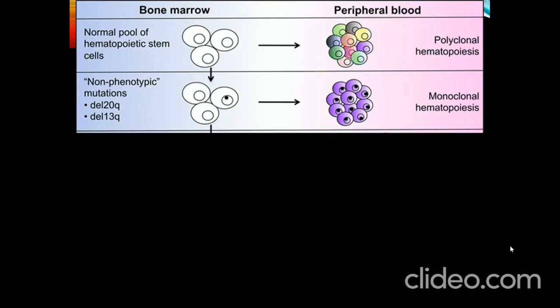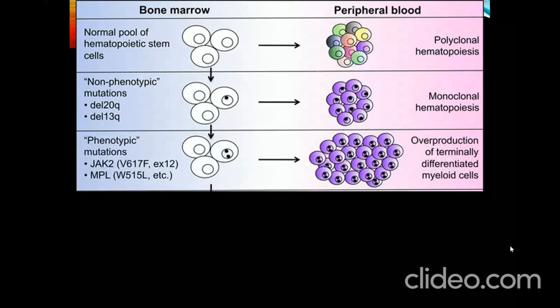That means there is a mutation in the genotype but no phenotypic outcome is seen. Therefore, in case of these non-phenotypic mutations, there will be monoclonal hematopoiesis, but not to the extent that it may suppress the polyclonal hematopoiesis of the other normal hematopoietic stem cells. Then we come to the case of a phenotypic mutation, where the genetic mutation leads to a phenotypic change which can be seen, which causes symptomatic disease.